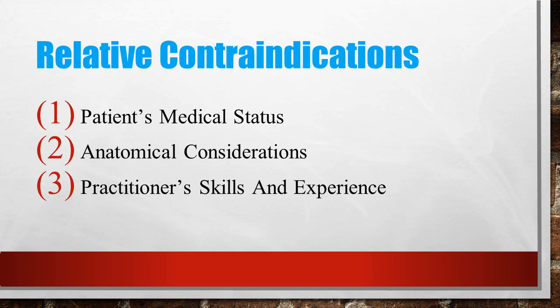Anatomical considerations. If you feel that during your surgery you're going to hit one of the important landmarks like the maxillary sinus or the mandibular nerve, then you have to give it some serious thought, because complications can be quite troublesome if you actually hit one of these anatomical landmarks.